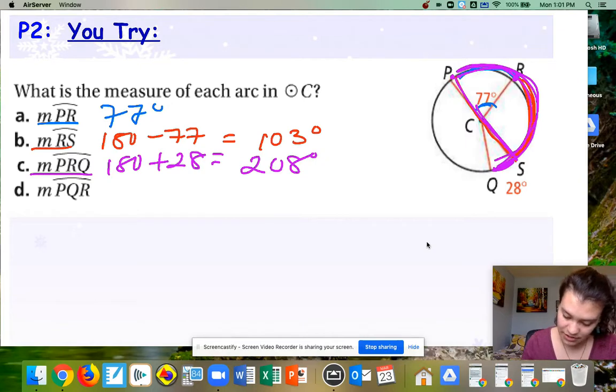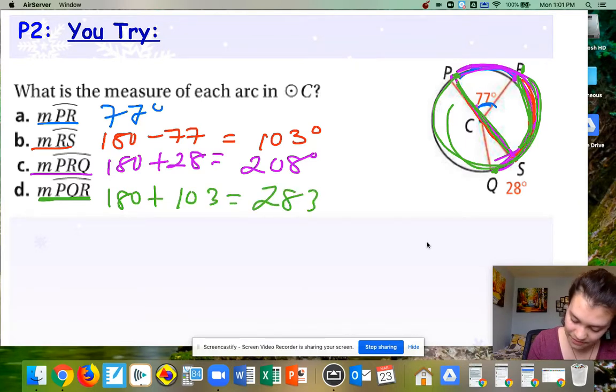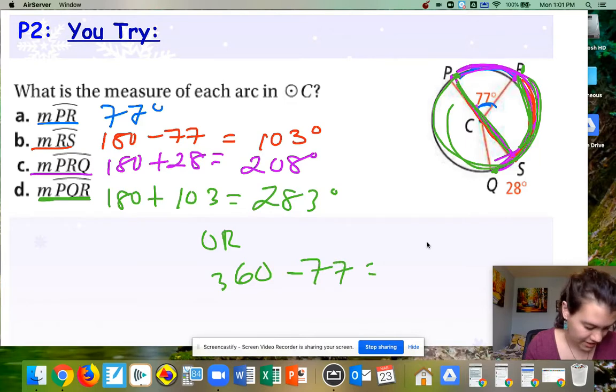And the last one on here is going to be PQR. So start at P, go to Q, end at R. So we're coming this way. Again, we have 180 right here, plus this chunk of RS. So you can do 180 plus 103 to get 283. Or you can do 360, so all the way around the circle, and subtract 77 to get 283.